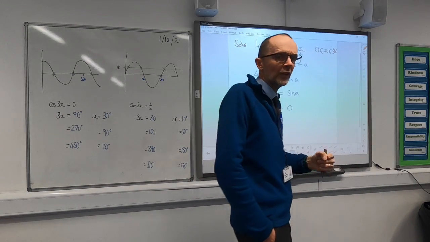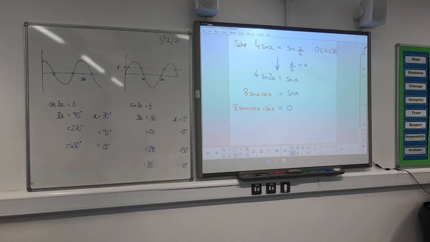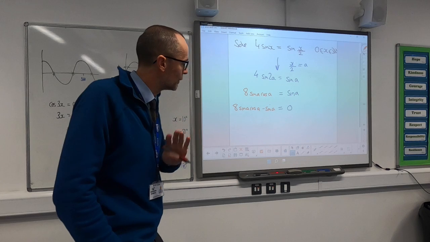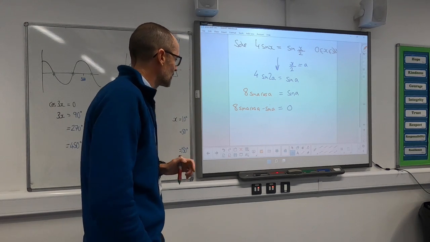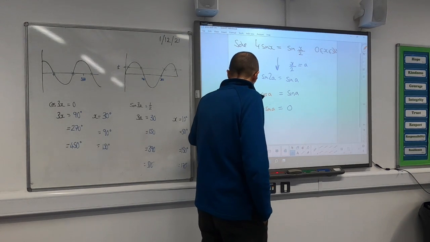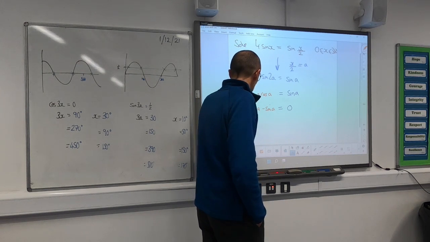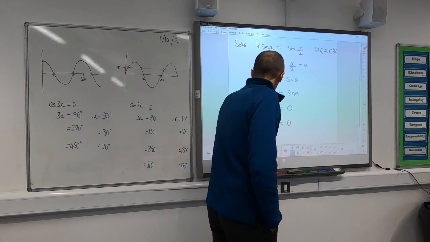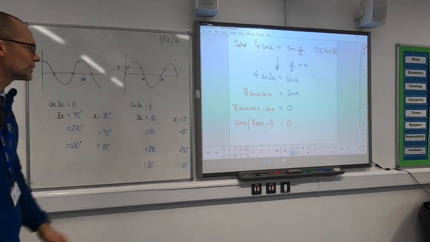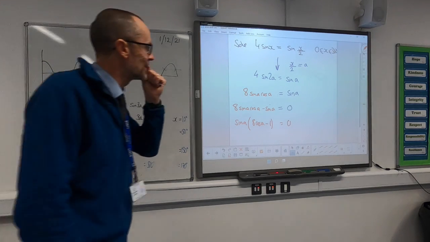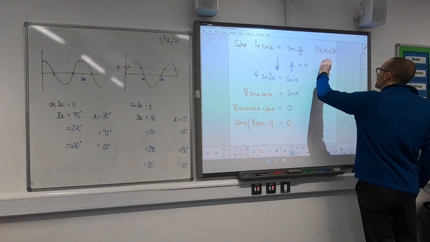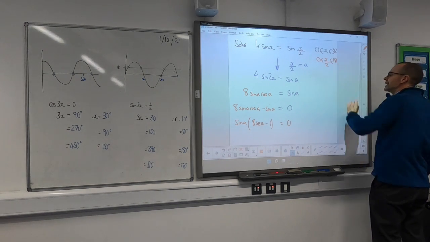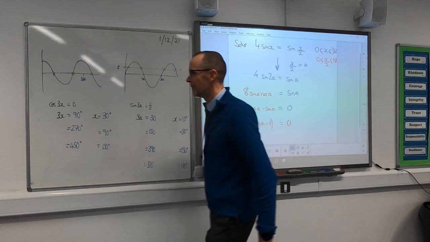Fight the urge that you feel to divide by sine. That would still give you one of the right solutions, but you'd lose the sine A equals 0 solution. Instead, get it all on one side and factorise. Then you've got two solutions, and the good news is that if x is between 0 and 360, x over 2, we only need to look as far as 180, which is great news. Much, much, much easier.